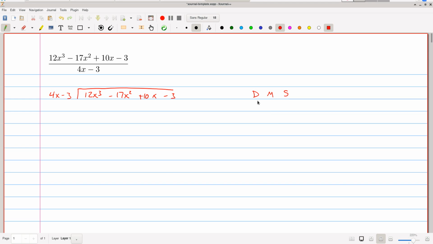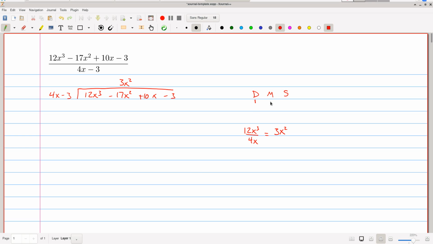So for the divide step, we take the leading term divided by the leading term. So what we're going to do is take 12x cubed and divide that by 4x. So 12 divided by 4 is 3, and when you reduce these x's, one of them will cancel, leaving you with an x squared. Since this is an x squared term, I like to have my like terms lined up, so I'm going to put this in the x squared column. We've got 3x squared. That was the division step.